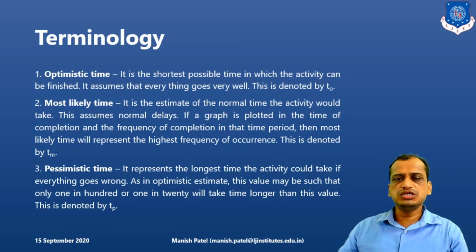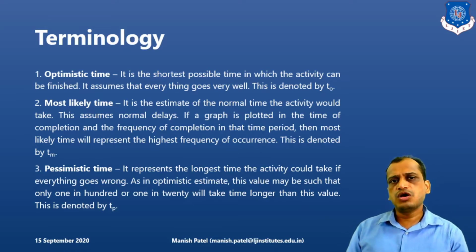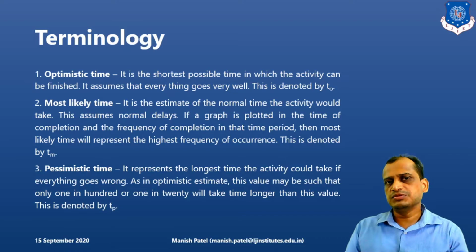Now let's look into the terminology. What are the different time estimates involved in PERT? First and foremost is optimistic time. What do we mean by optimistic time? It is the shortest possible time to complete an activity, an optimistic way of thinking while the activity is going on. Exactly opposite is the pessimistic time: the worst conditions, with maximum delays happening, when you complete the activity. That time is the pessimistic time, denoted by TP, and optimistic time is denoted by TO.